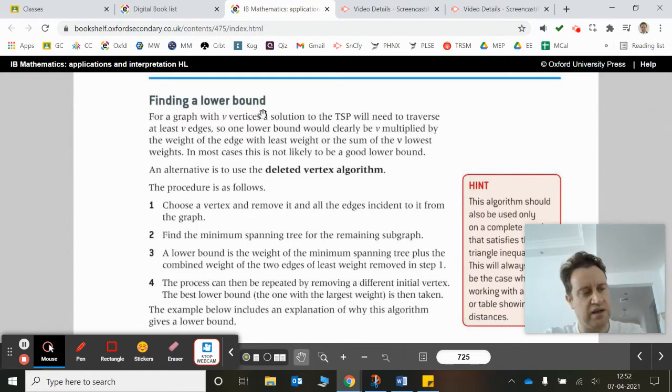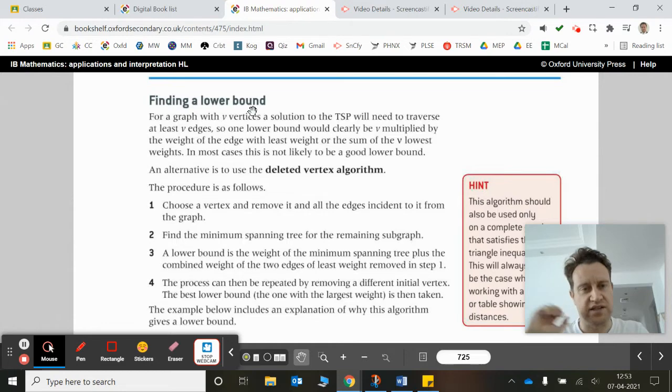So if we can find anything better than the actual upper bound solution that we found, then it might exist, and brilliant if we can find it, but we're only required to find the lower bound and the upper bound. Okay, right. So what is the lower bound one? Well, the lower bound algorithm is called the deleted vertex algorithm.